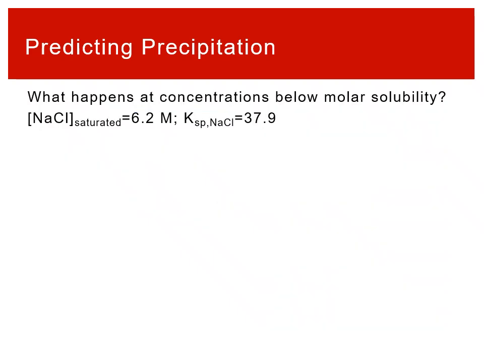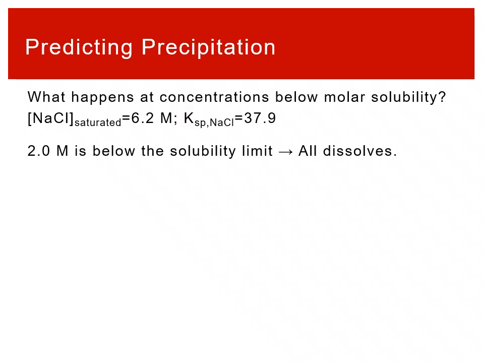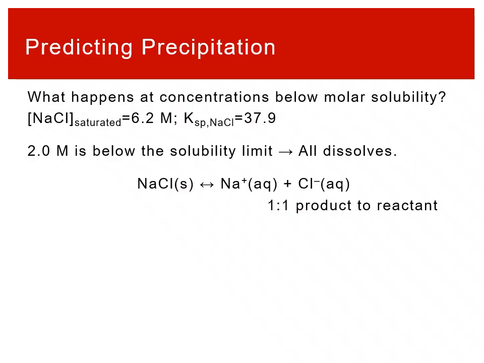But what about if I have a concentration that's below molar solubility, right? So sodium chloride saturated at 6.2 molar. What about when I have a lower concentration, which we certainly deal with a lot in lab? So 2.0 molar is below the solubility limit. If you make a solution of 2.0 molar, all of it dissolves. There is no solid that's left over. And we could think about, okay, well, we have NaCl as solid. When it dissolves, it makes 1 sodium and 1 chloride. So we know that that means that we have 2 molar concentrations for each of those, right? Sodium and chloride are both at 2 molar floating around in that solution.